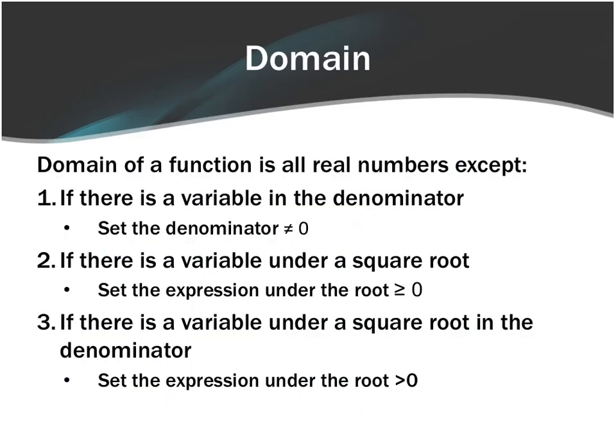Okay, domain. So domain is something you're going to see a lot this year. Domain is the values that you can plug in for x. The default domain is all real numbers with the exceptions of these 3 cases. The first case, if there's a variable in the denominator. If that happens, then you want to set the denominator not equal to 0. Because what happens if the denominator is 0? It's undefined, okay?